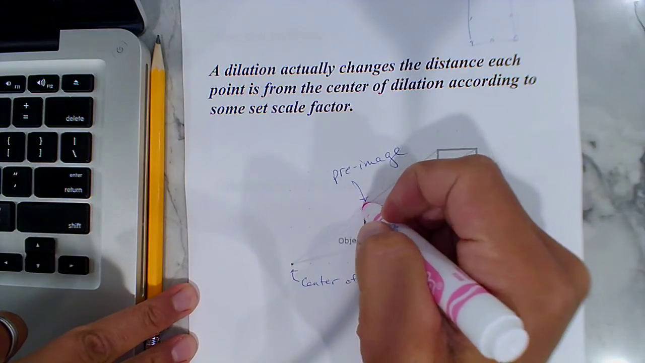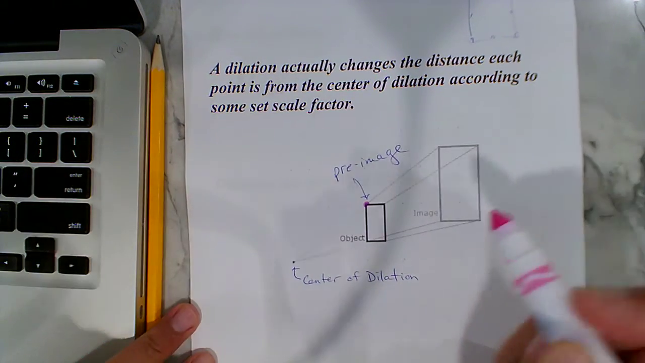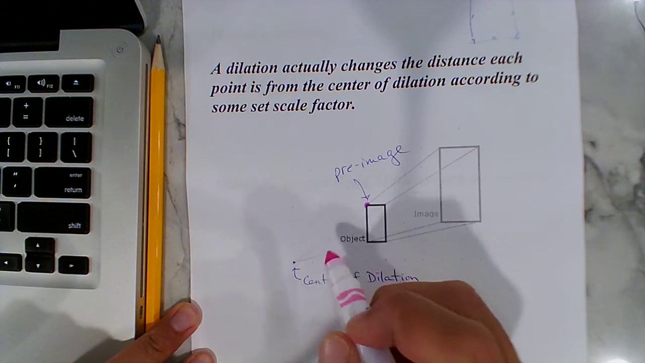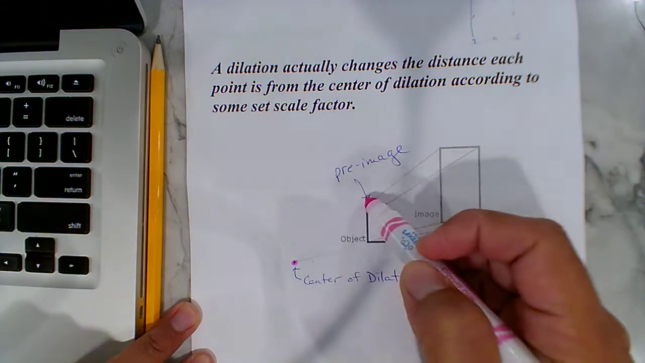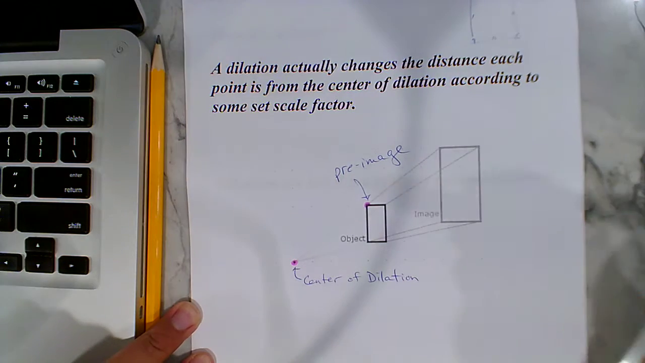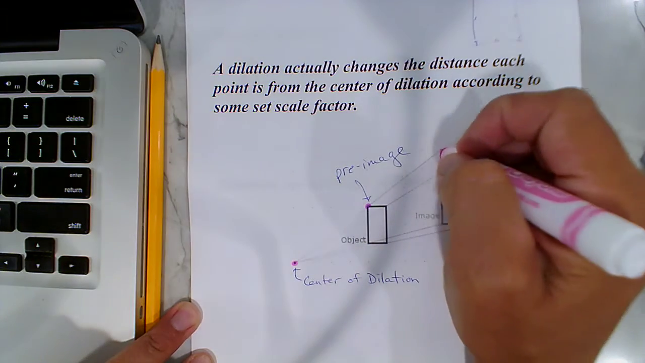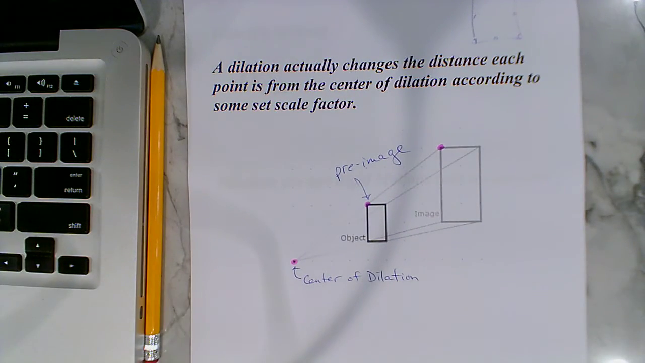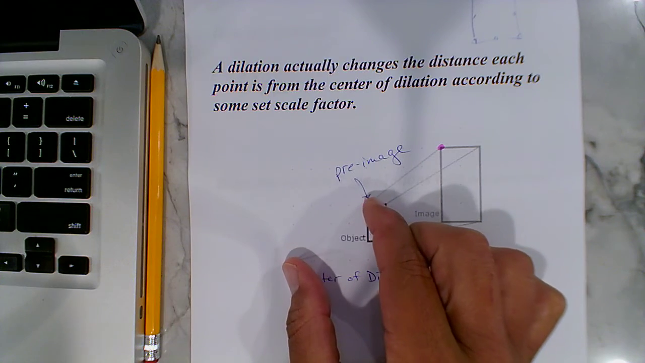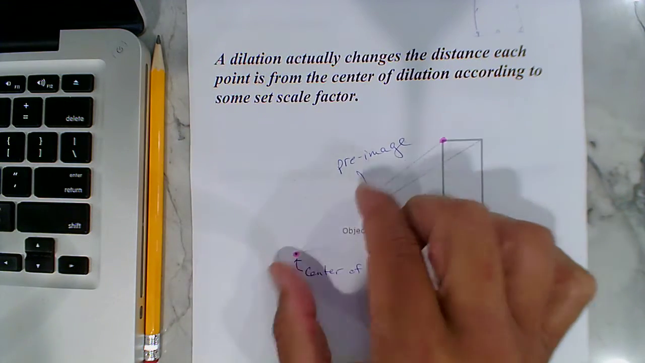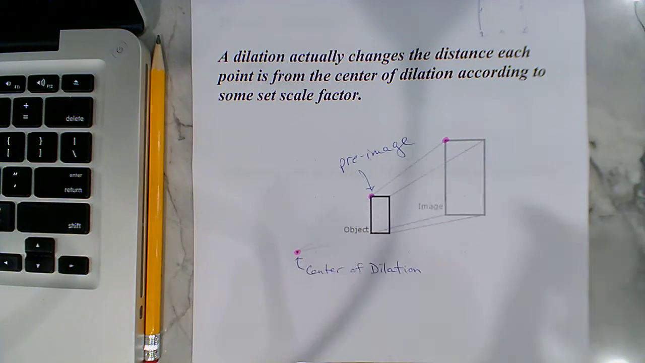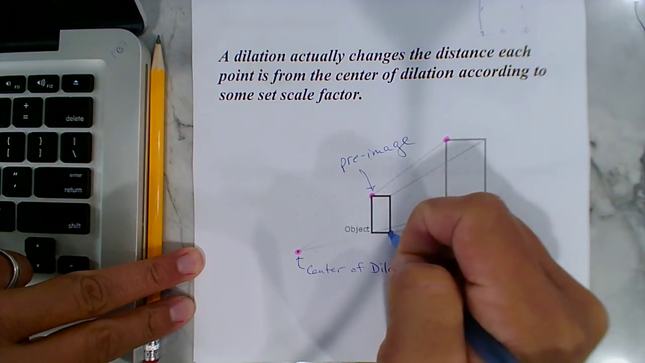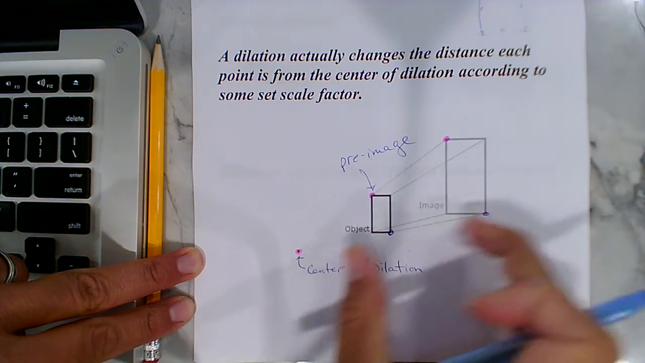I took it from the center of dilation, whatever this distance is, and now it got pushed out here because it changed the distance each point is from the center of dilation. Now, if you look at that, you can almost eyeball it. Here it was this far away, and now it's double. It doubled the distance this point was from the center of dilation, and the same would be true of each one of these, like this point here and this point here.